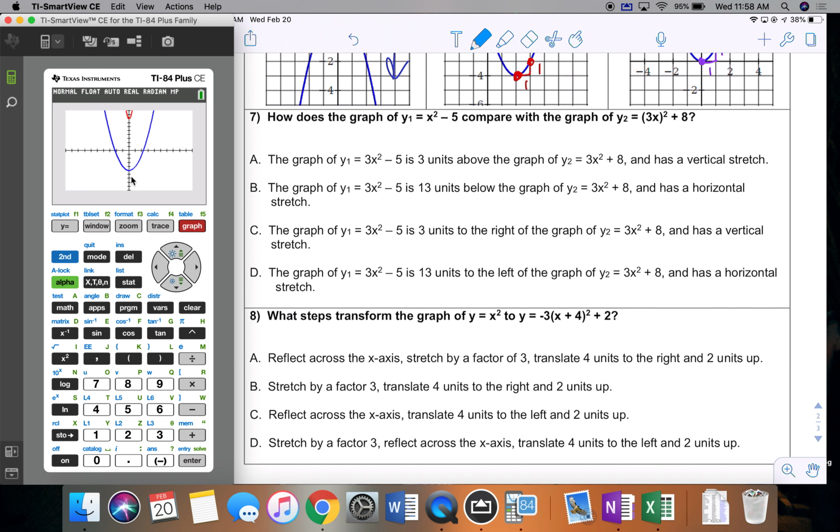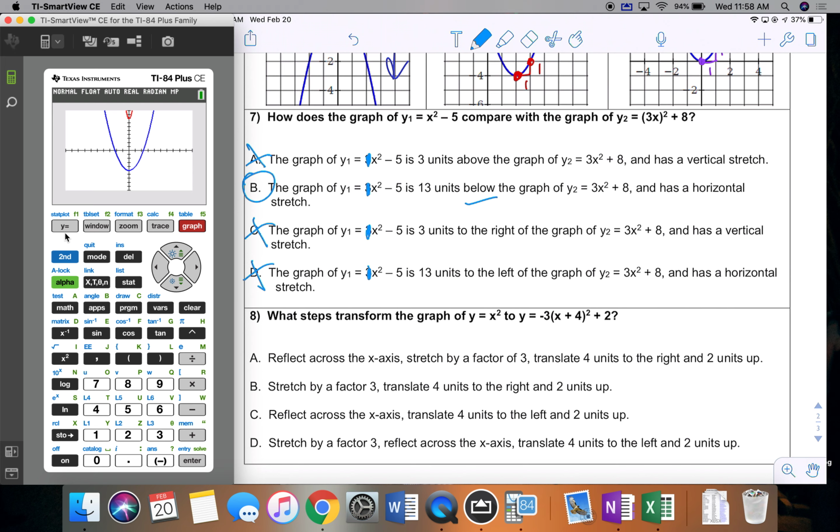Let's look at the above and below because that's usually the easiest for us to see. So the y1, they're comparing, oh, these should all have no 3s. So sorry. These start down at -5 and then we go up 13 units. So this one is 13 units underneath or below. So anything that doesn't say below, I would cross out. I know we actually have our answer, B. So there's a horizontal stretch and it is 13 units below.